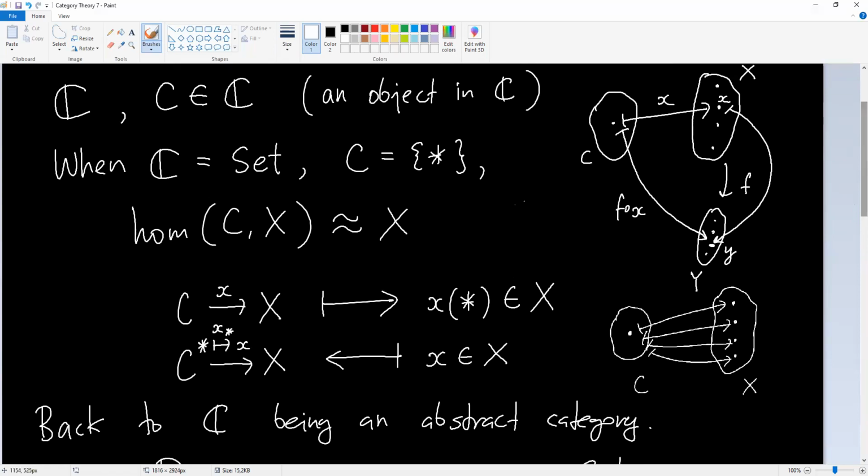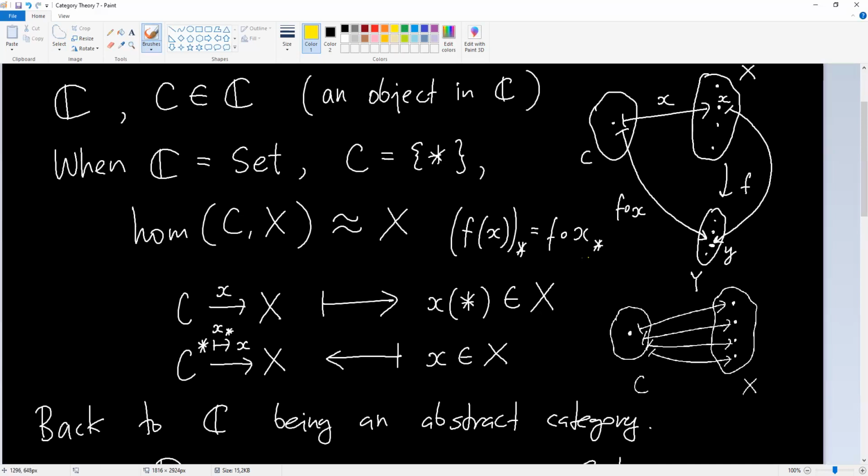Then the formula becomes that f composed with x star equals, sorry, that's the wrong way to write this. The formula becomes f evaluated at x, and then star. So thinking of f of x as an arrow from C to Y is the same as composing f with x thought of as a morphism.